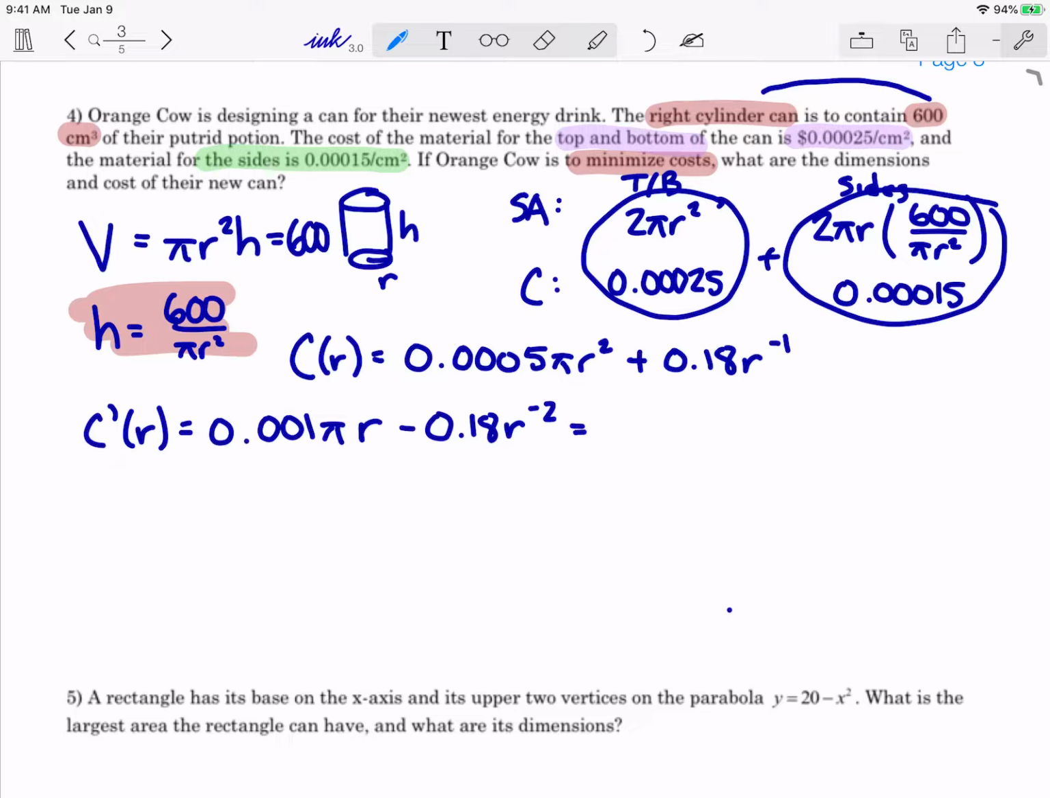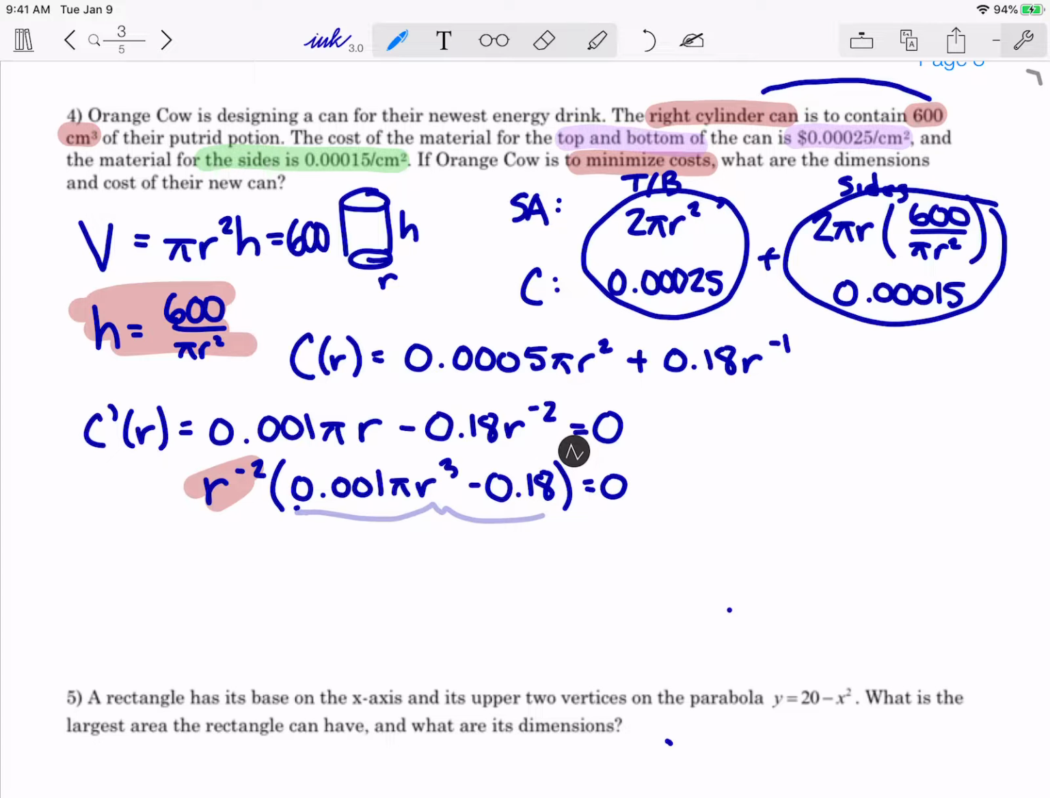Now I want to set this equal to 0. So if you haven't watched my factoring video and you still aren't comfortable with factoring, you should do so. But I'm going to factor out r to the negative second. Then on the inside I'll have 0.001 pi r cubed minus 0.18 equal to 0. So you should recognize that this r to the negative second is just going to move r to the bottom, which means r can't be 0. That makes sense. We can't even make a can if the radius were 0. So ultimately I need to set this part inside the parentheses equal to 0.